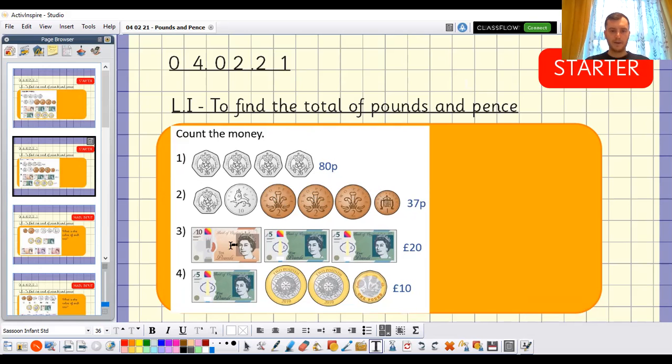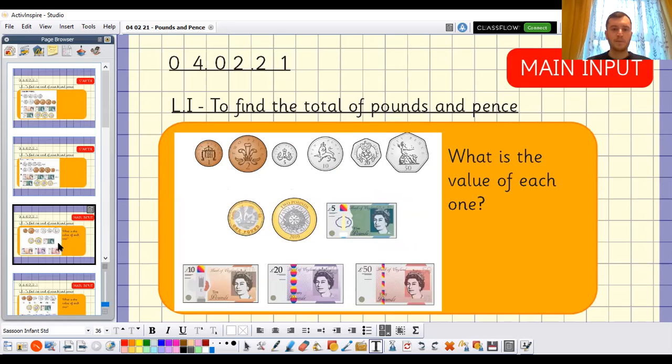Next one, we have one £10 note and 2 5s. 10 plus 5 is 15, plus another 5 is 20. And the last one, 5 plus 2 is 7, plus 2 is 9, plus 1 is 10. £10 in total. Well done if you had a go at calculating those and had those same answers.